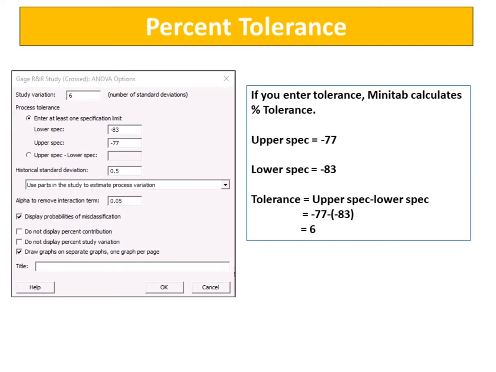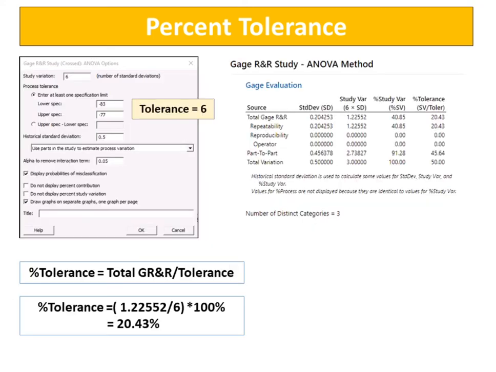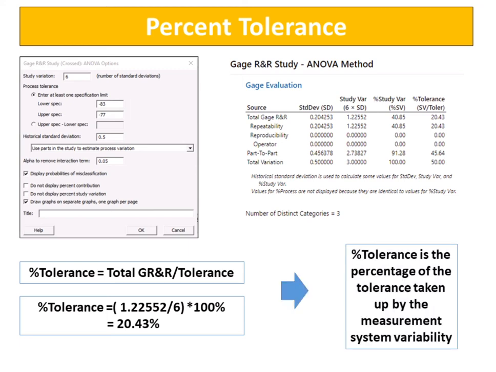If you enter tolerance, Minitab calculates percent tolerance. Upper spec equals -77. Lower spec equals -83. Tolerance equals upper spec minus lower spec, which is -77 minus -83, equals 6. Percent tolerance equals total gauge R&R divided by tolerance, which is 20.43%. The percent tolerance is the percentage of the tolerance taken up by the measurement system variability.